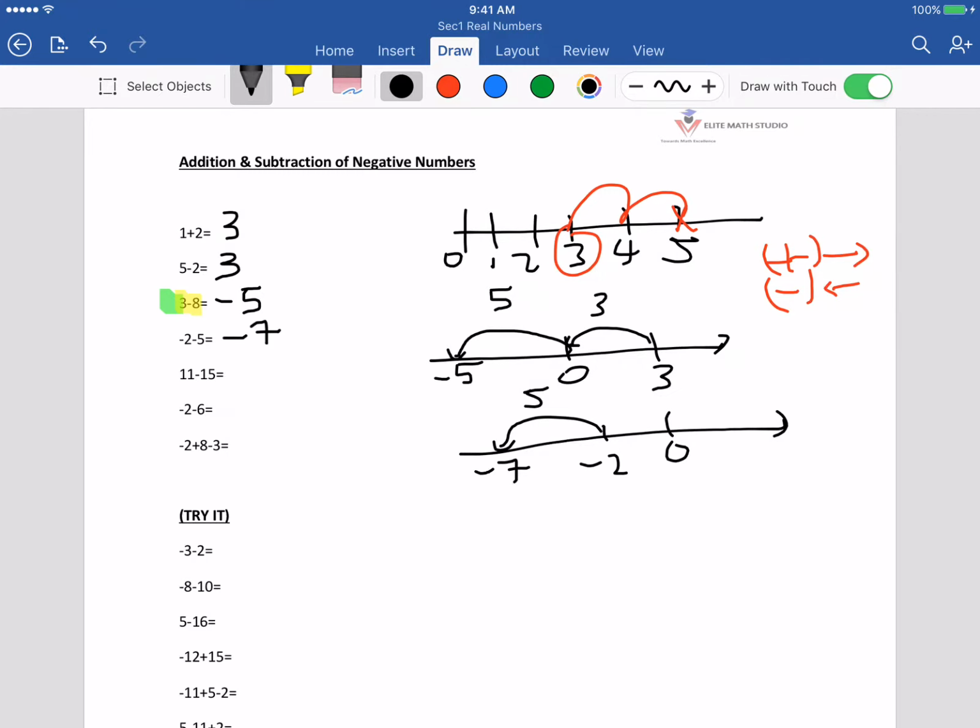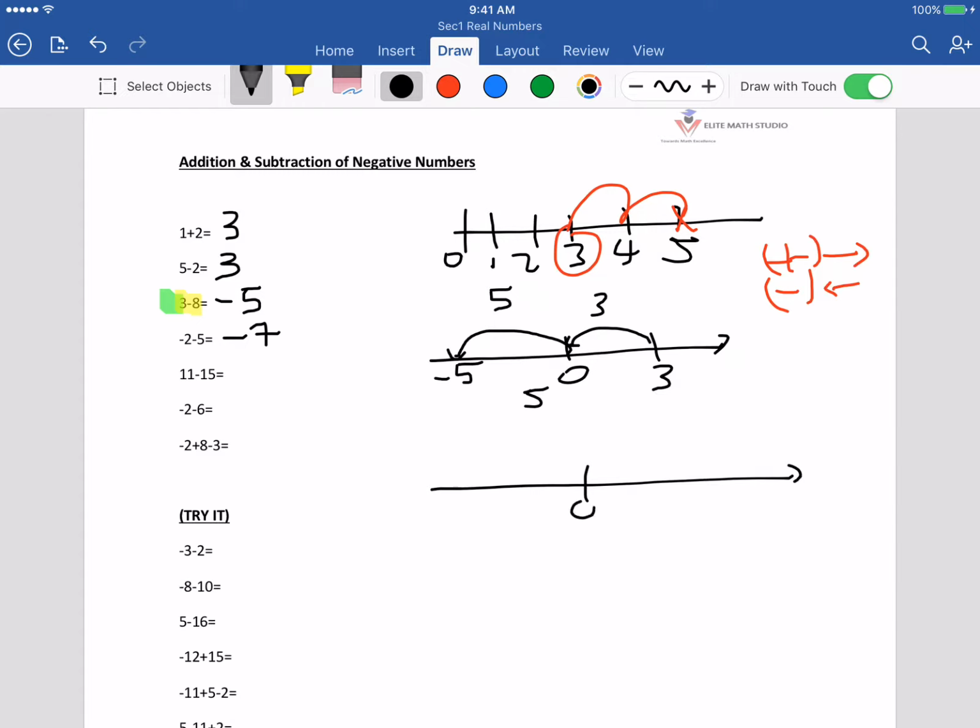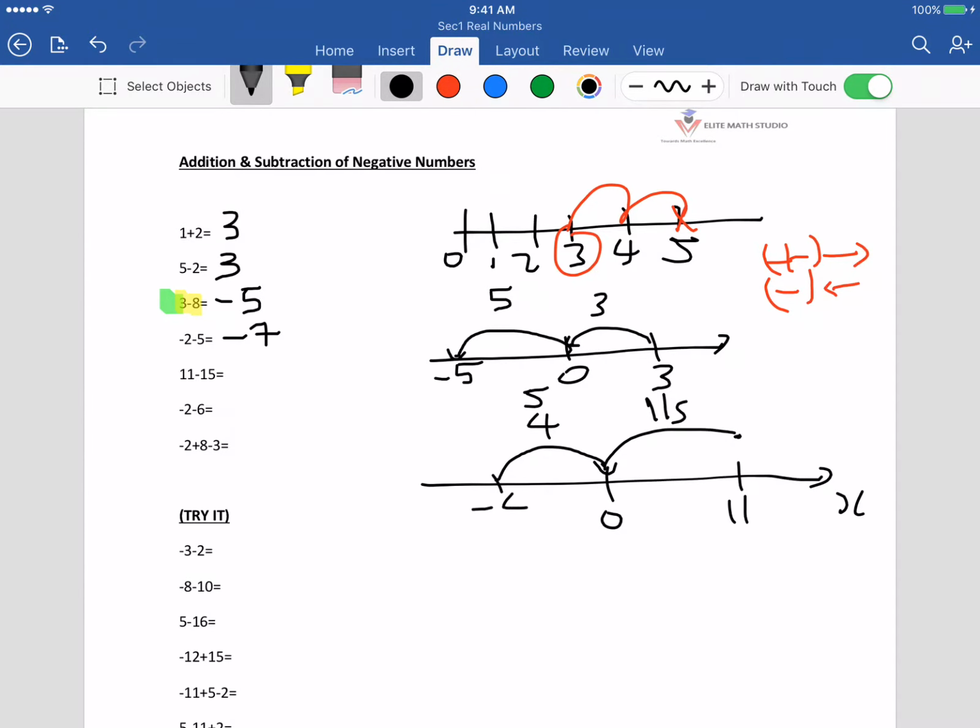Okay, if you keep applying the same concept, 11 minus 15. This is 0, this is 11. Let me draw again, sorry. You're at 11. You move left 15 steps. From here to here, it's actually 11 steps. You're going to move another 4 steps, such that you get 15. So what's the answer? Negative 4.